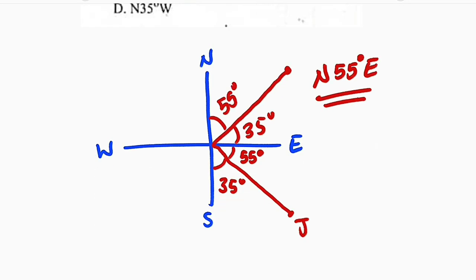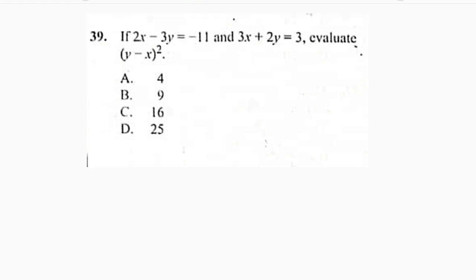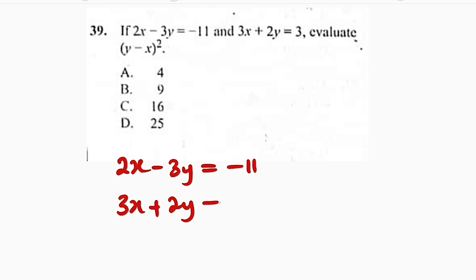Question number 39. We are given a system of equations here, 2x minus 3y equal to negative 11, and then 3x plus 2y equal to 3. We are asked to evaluate y minus x whole squared. So the first equation given is 2x minus 3y, this is equal to negative 11. 3x plus 2y equals 3.